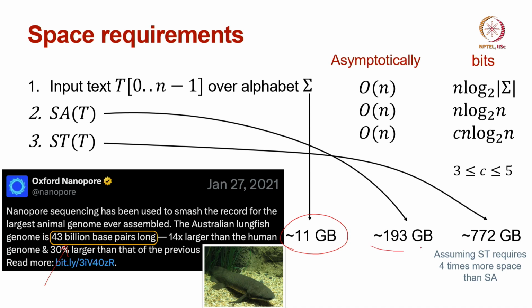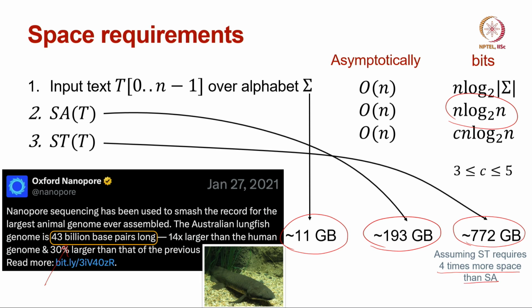However, for suffix arrays it would take 193 GB, taking into account that we are using n log n bits, and for suffix trees the space requirement goes to 772 GB. This is assuming that the suffix tree implementation that we are using requires 4 times more space than the suffix array.